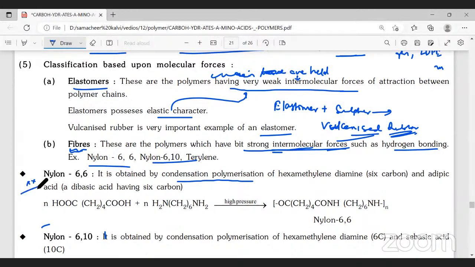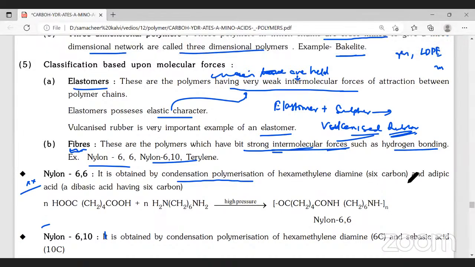Already I taught you how to prepare nylon 66. Now one more time I'm going to repeat because it is an important question. It is obtained by condensation polymerization of hexamethylene diamine, 6 carbon, and adipic acid. It's a dibasic acid having 6 carbon. We have 2 COOH groups, therefore it's a dibasic acid. Since we have 6 carbon atoms in each, it's called nylon 66. Now this is adipic acid.